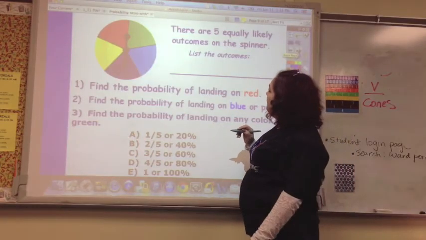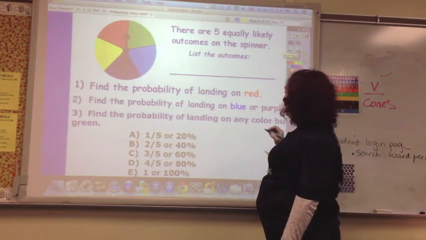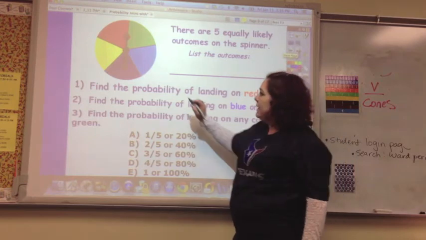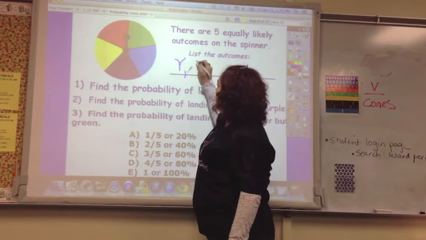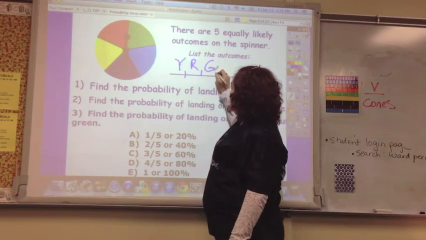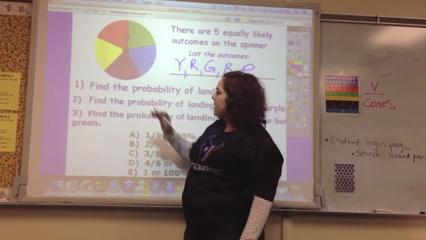Okay, there are 5 equally likely outcomes on the spinner. List the outcomes. So I could get a yellow, red, green, blue, and let's call this purple. It's kind of hard to see.